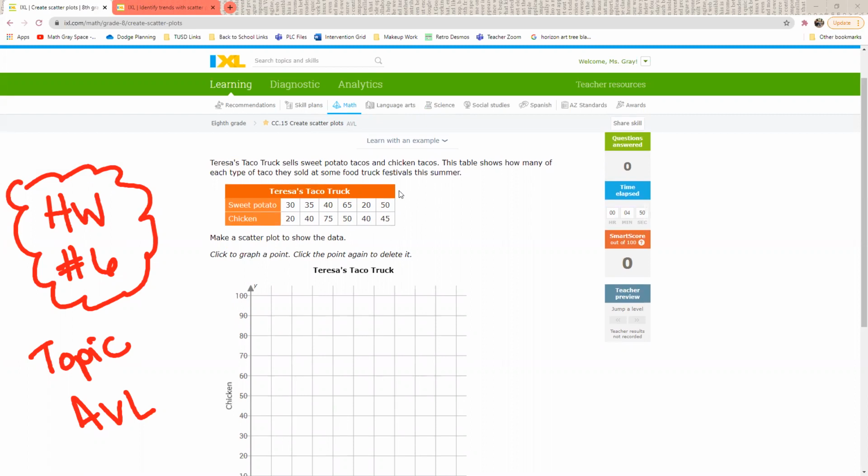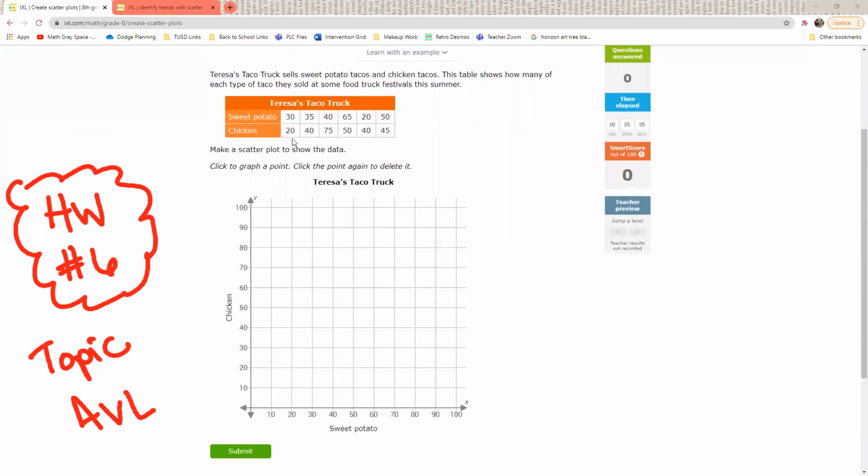And then the idea is to try to look for a relationship in the scatter plot to see, is there a relationship between, for example, in this taco truck, how many people buy sweet potato versus chicken? Is there a relationship between those two numbers? And so to plot them, you're going to do it just like you would do XY. So this is sweet potato 30, chicken 20. So if sweet potato is 30 and chicken is 20, I'm going to put a point there where those two numbers meet.